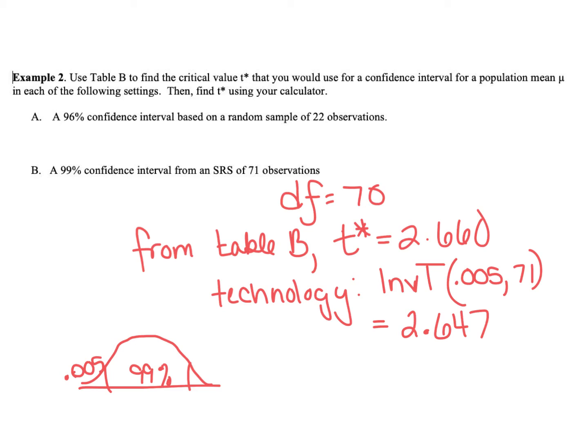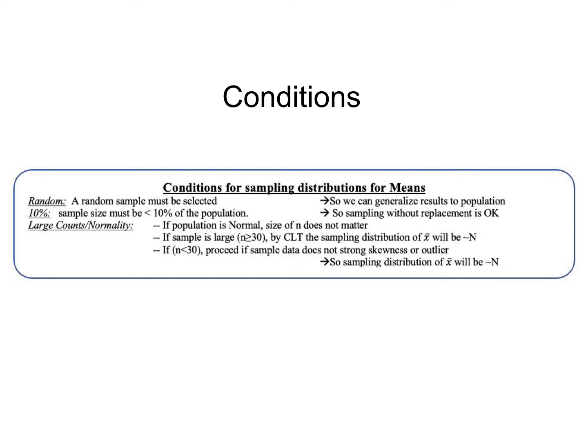Before we go into a complete confidence interval problem, let's just do a refresher of what our conditions are for sampling distributions for means. So our first condition, of course, is we must have a random sample selected. And why is this? It's so we can generalize our results to our population. We need to check our 10% condition, meaning that our sample size must be less than 10% of the population. And that's so that when we're sampling from a finite population, that sampling without replacement is okay and independence is not violated. And then we need to check our large counts, also sometimes called your normality condition.